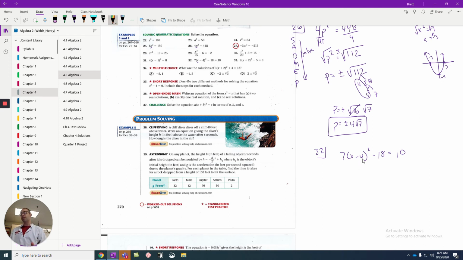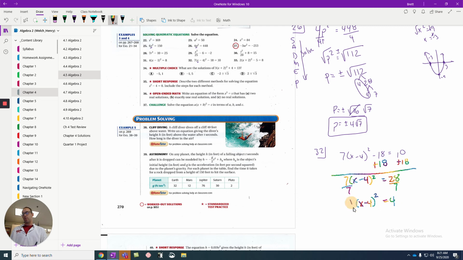Is there any addition or subtraction I can do? Well, I can add 18 to both sides. That's going to produce 7 times x minus 4 squared equals 28. Now I'm looking for any multiplication or division before I get to exponents and parentheses. So I'm going to divide by 7, divide by 7. That gives me x minus 4 quantity squared equals 4.